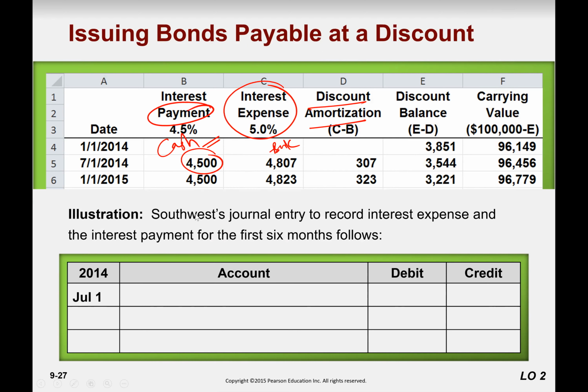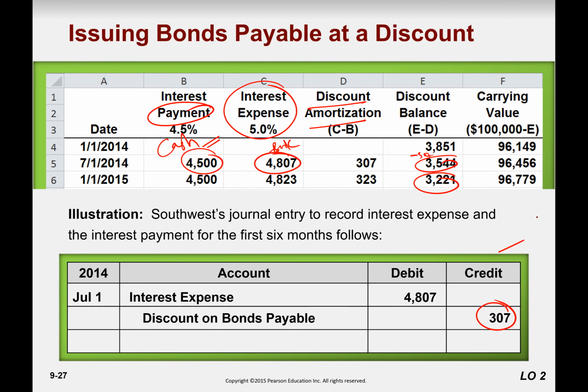We pay cash 4,500, cash is decreased by 4,500. We record interest 4,807, interest expense increases, debit. So interest expense 4,807 to discount decrease, like we decrease the discount here. So that's why the discount is decreased. So we make a credit. Increase in discount, debit; decrease in discount, credit, right? And cash 4,500. So in that case, debit is equal to credit.